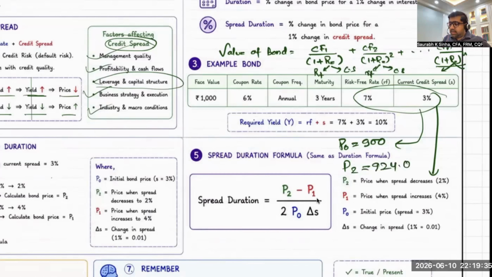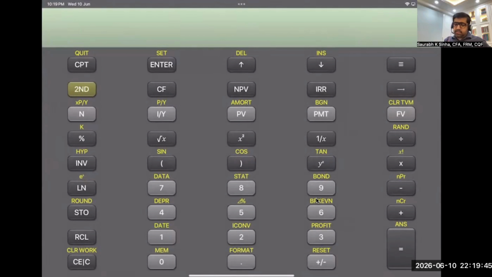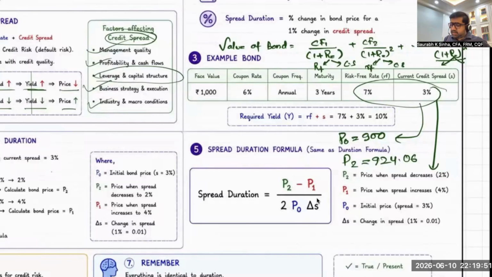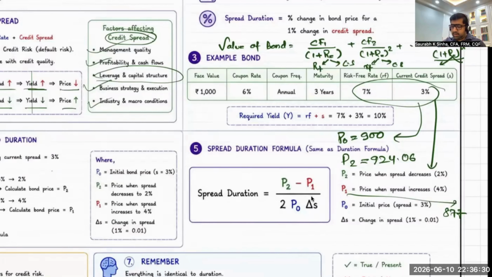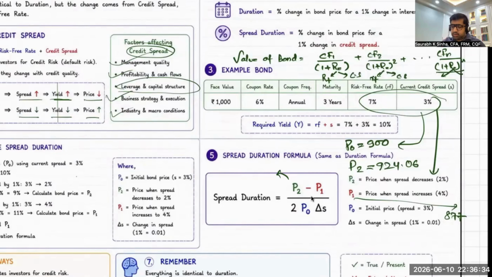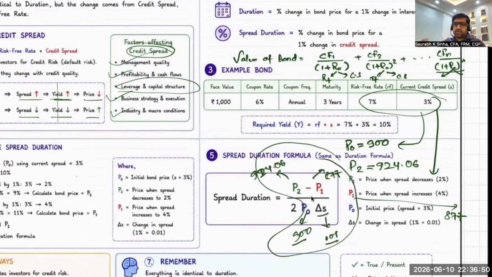This is my P2. For P1, I have to give a shock to the credit spread in the upward direction, and it will decrease the price. I/Y 11, compute PV, 877. P1 is 877. The rest is what? P2 is 924.06, P1 is 877, P naught is 900. Del S is 0.01. And you calculate your spread duration. Assume the spread duration comes to, say, 5.